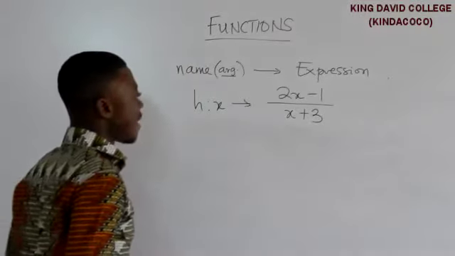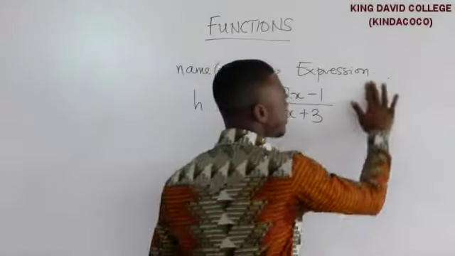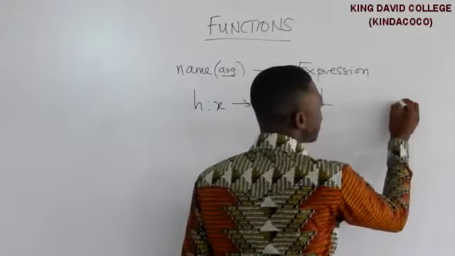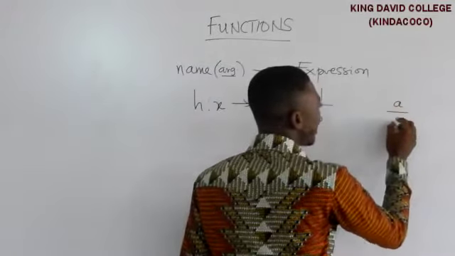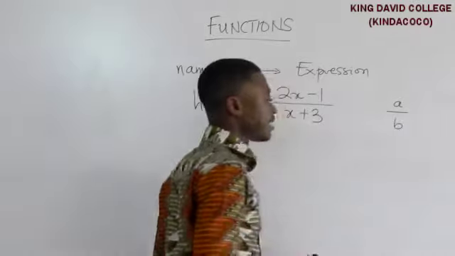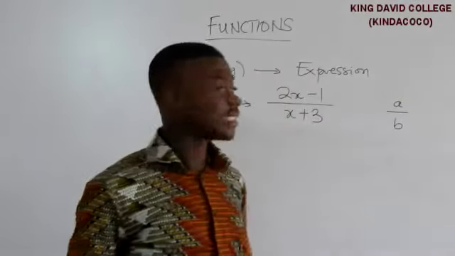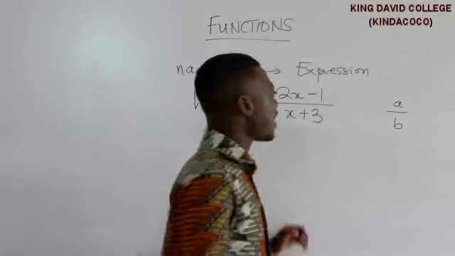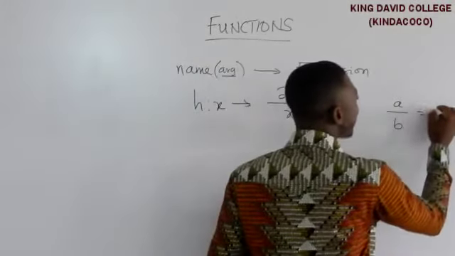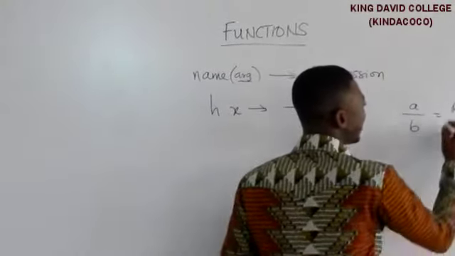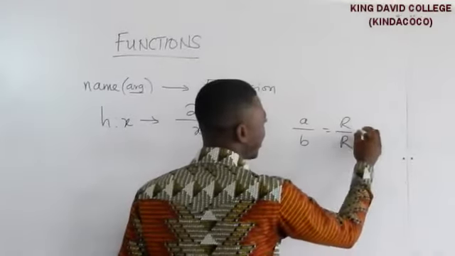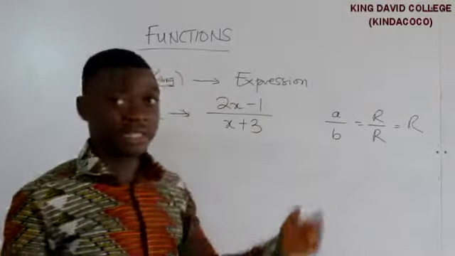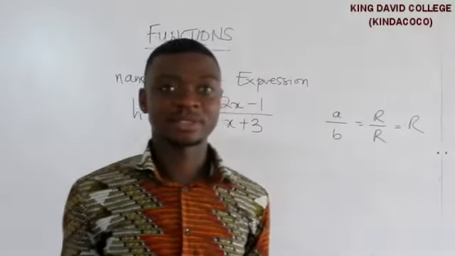Now, fractions, let's learn something small about fractions. Every fraction has its own numerator and denominator. If the numerator is a real number and the denominator is also a real number, you are going to get a real number as your answer. That's what happens.